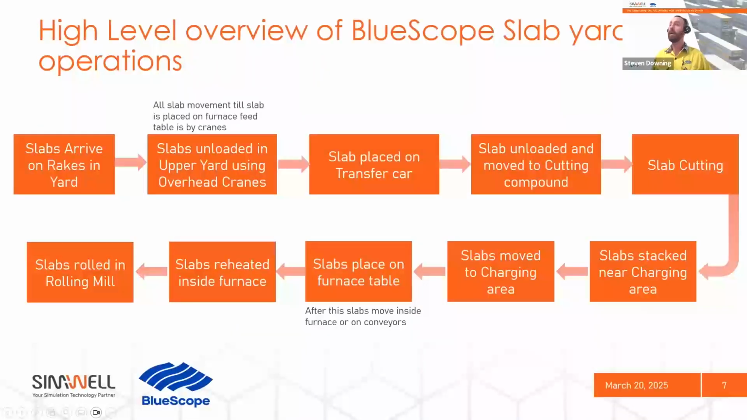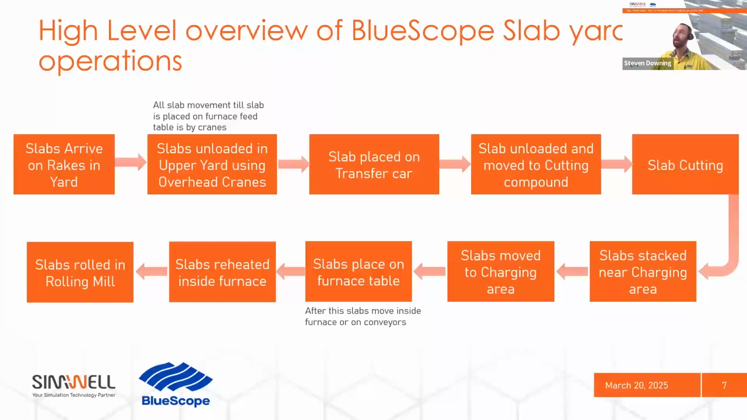So the area of the slab yard consists of a number of activities. It starts with what we call rakes. Rakes are a string of rail wagons that bring the slabs from the slab caster. They come into the central upper, or what we call the upper yard in this case, and they all get unloaded in this area and they get stored. And as they are required for the downstream process, in the order that they are required, they will be sent across a transfer car down to the lower yard, where they are moved to a cutting compound.